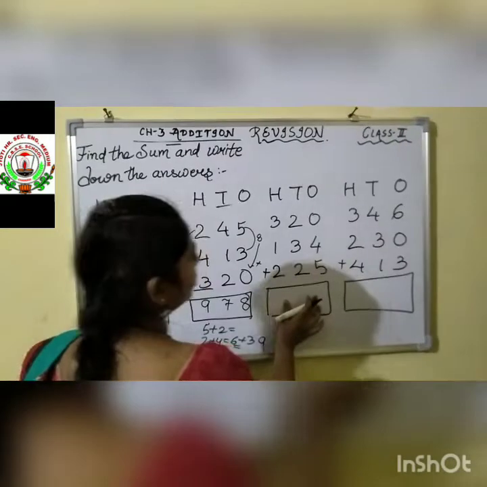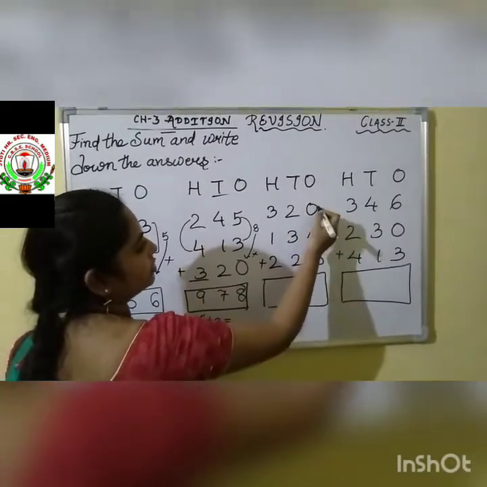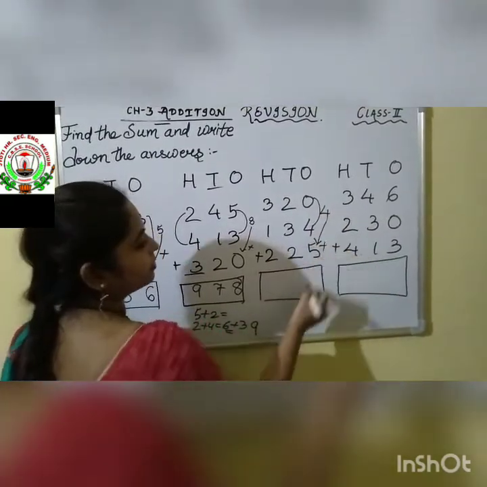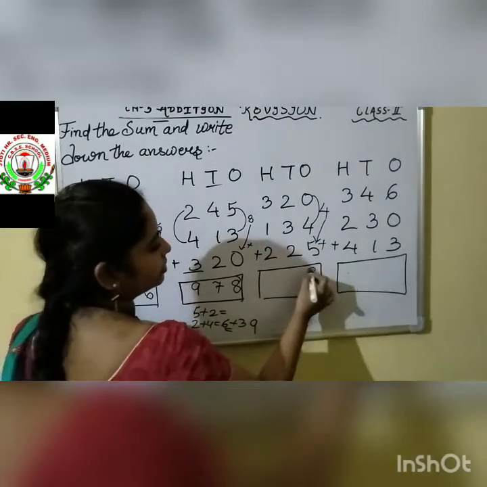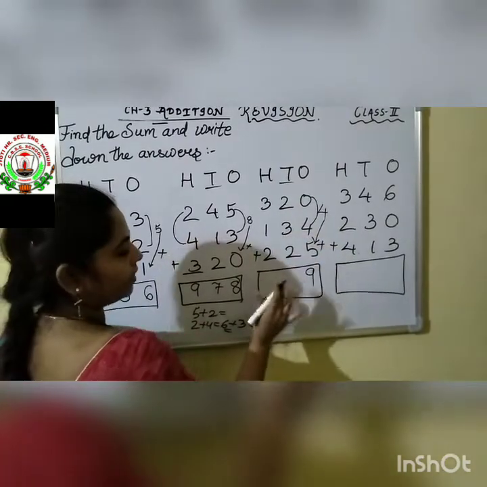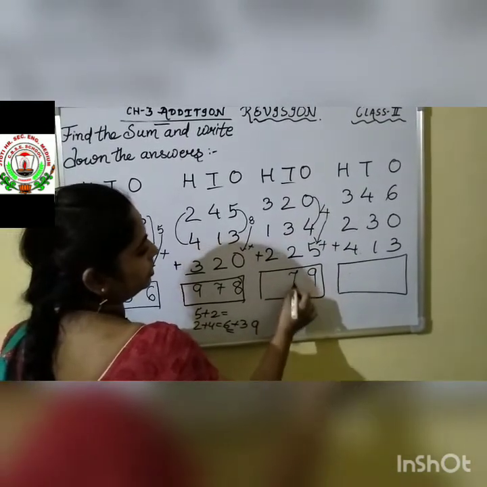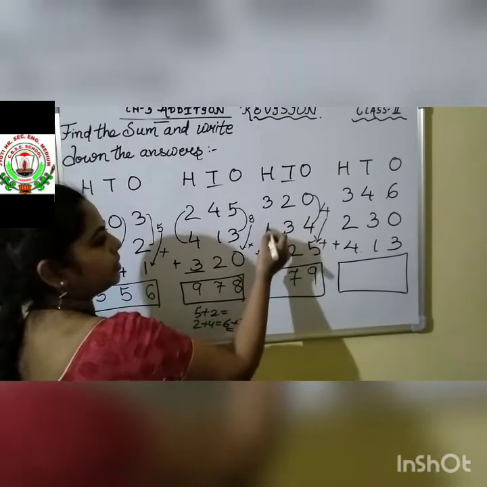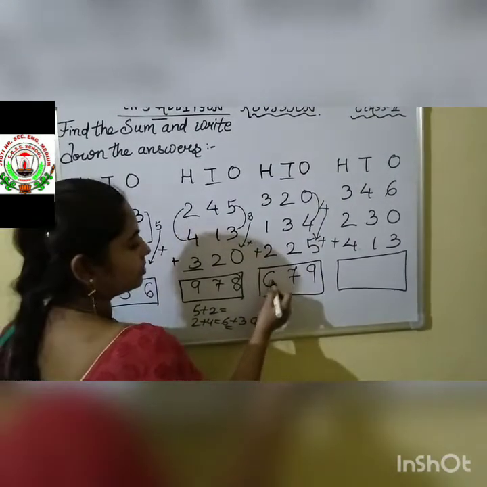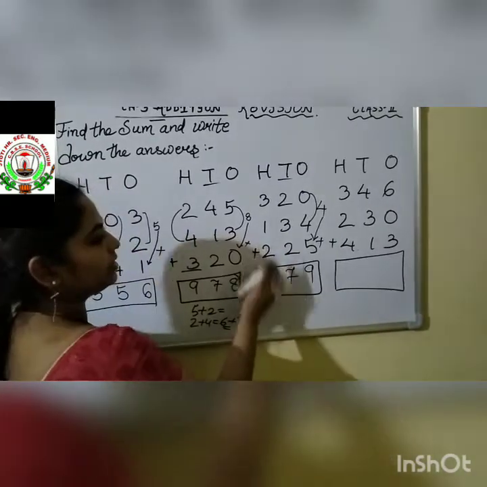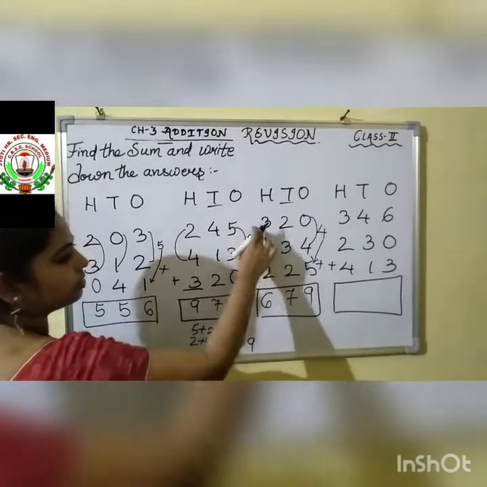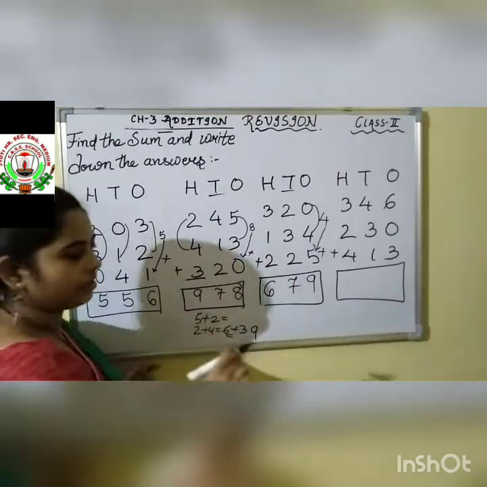Let us see the next question. Ones place, 0 plus 4. Very easy, 4. Then 4 plus 5, 9. Written. Then tens place, 2 plus 3, 5. 5 plus 2 again, 7. Hundreds place, 3 plus 1, 4. Then 4 plus 2, 6. Yes or no? It's very easy. Do the process: first add the two numbers given, then add with the next number.